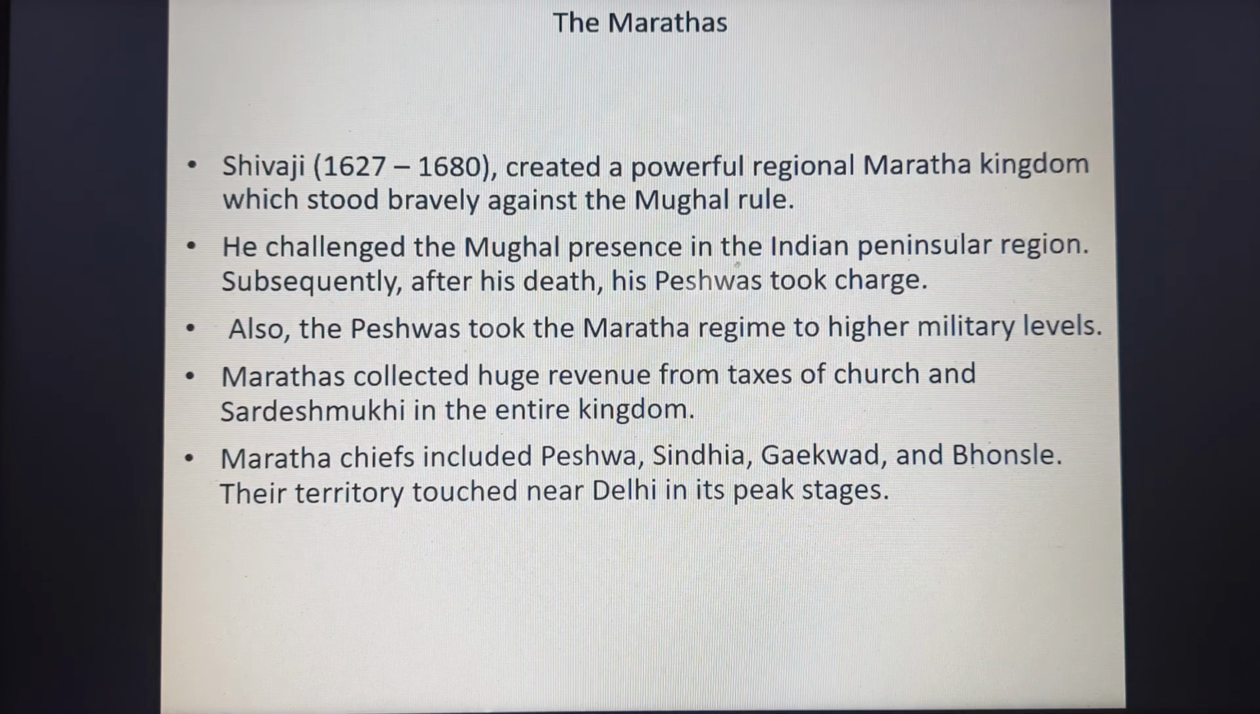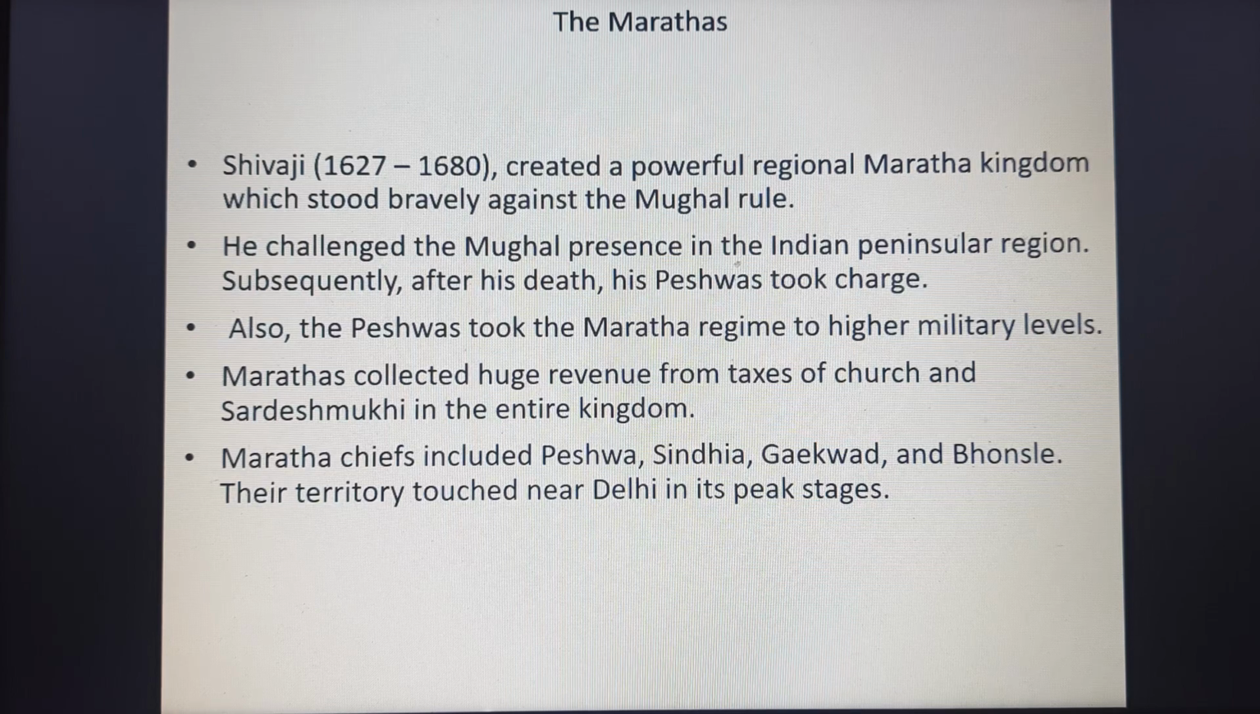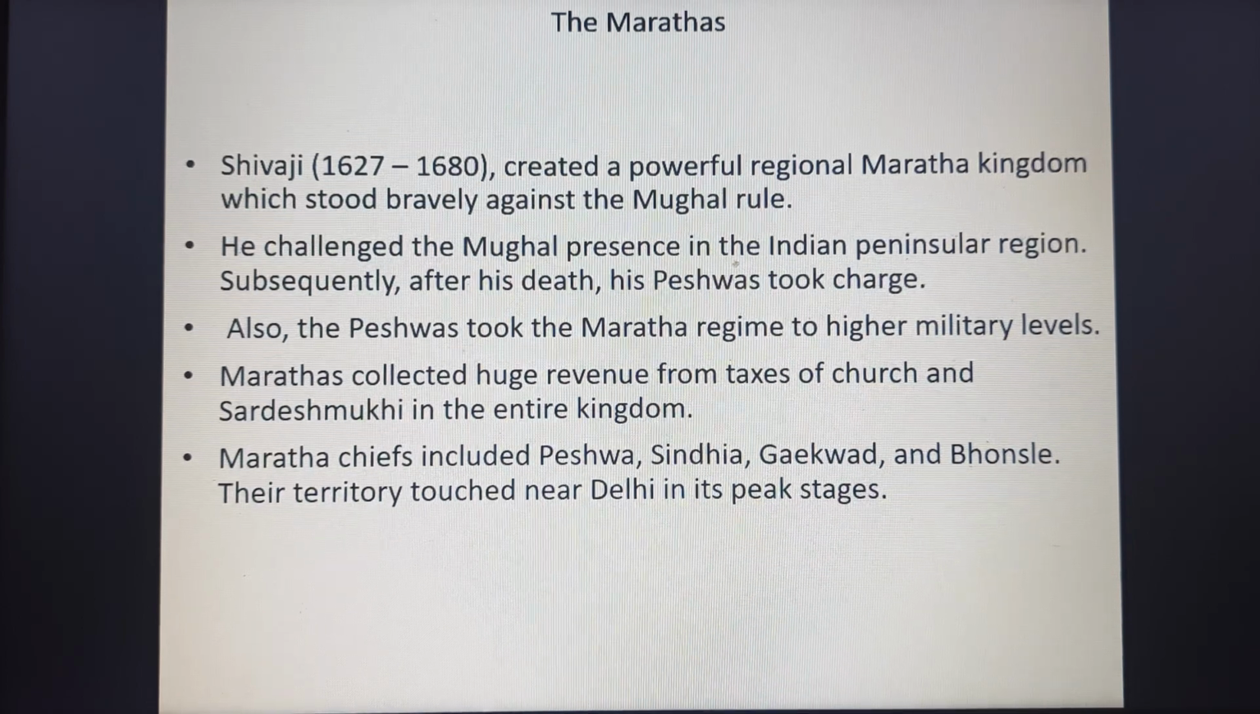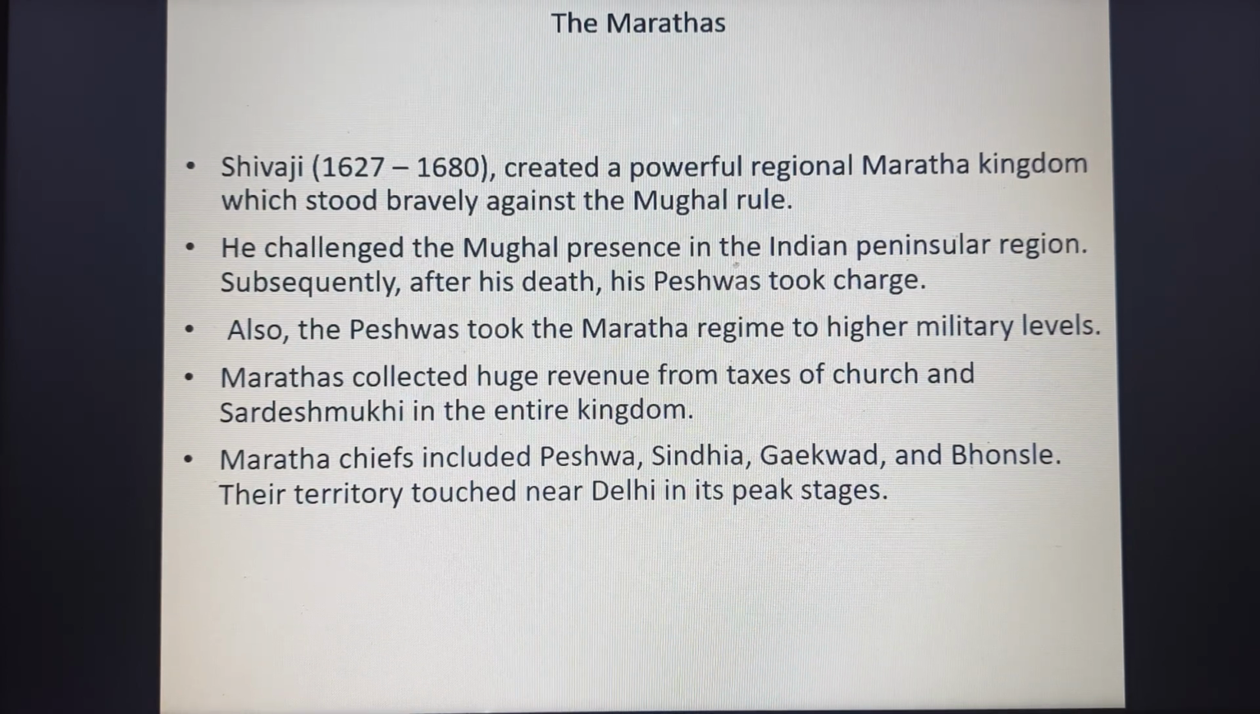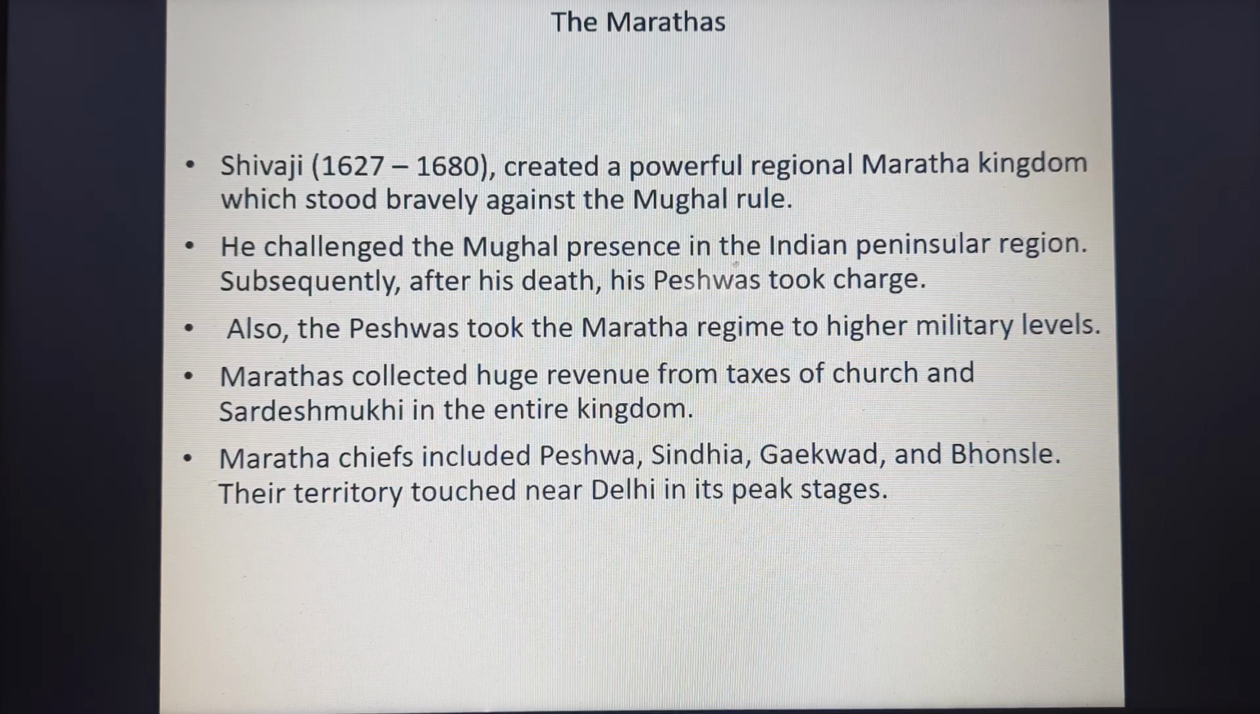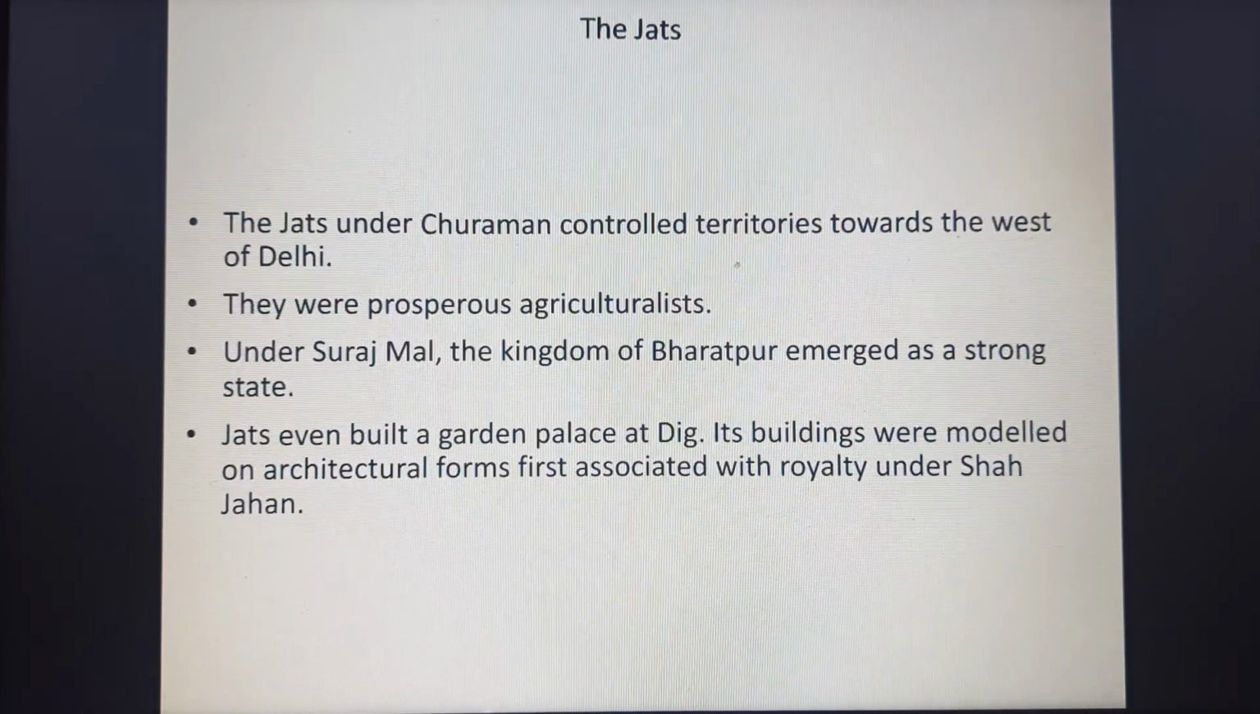The Marathas collected huge revenue from the taxes of Chauth and Sardeshmukhi in the entire region. So what was the Chauth? Chauth means one-fourth and Sardeshmukhi one-tenth. Maratha chiefs included the Peshwa, Scindia, Gaikwad and Bhosle. Their territory touched near Delhi at the peak stages.